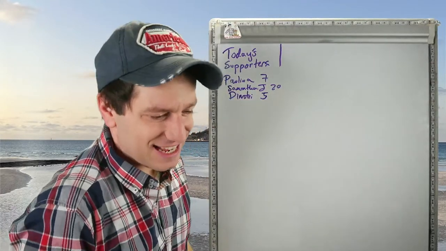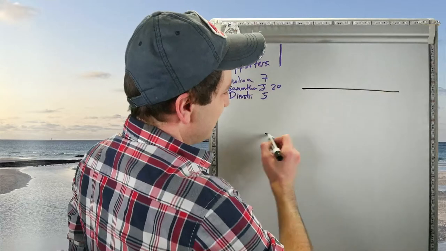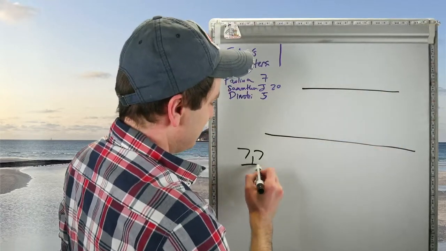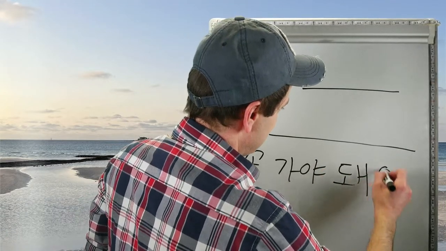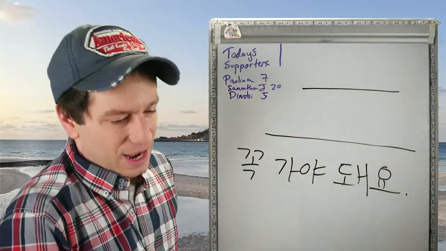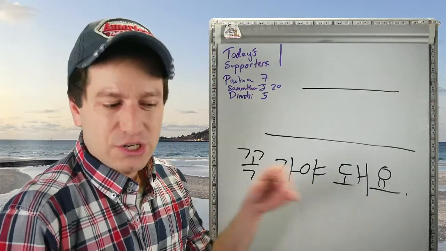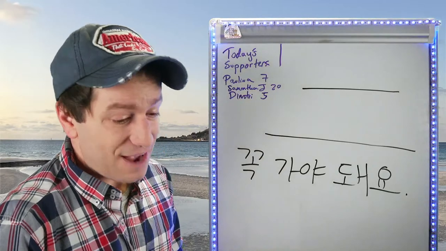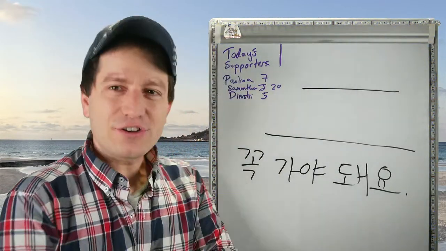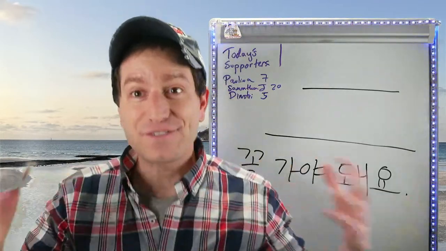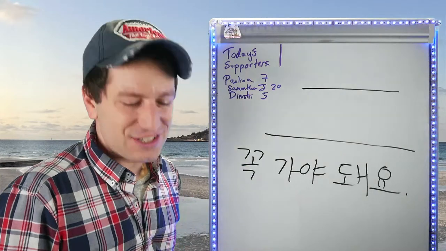I want you to write this sentence. I have to go. 꼭 가야 돼요. Regardless of whether, or I have to go, whether it's far or close. Whether it's far or close, I have to go. How would you write that sentence? I don't want to give it to you. Just you figure it out.